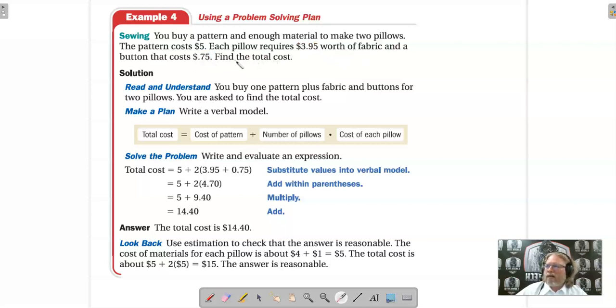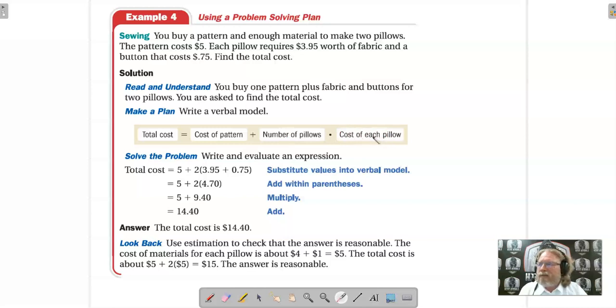Find the total cost. Well, first we need to read and understand. So we are buying a pattern plus fabric and buttons for 2 pillows. So let's go ahead and we know we have to find what the total cost is. So we're going to make a plan, come up with a verbal model for that. We know that the total cost is going to be whatever we have to pay for the pattern, plus however many pillows we make, multiplied by the cost of each pillow.